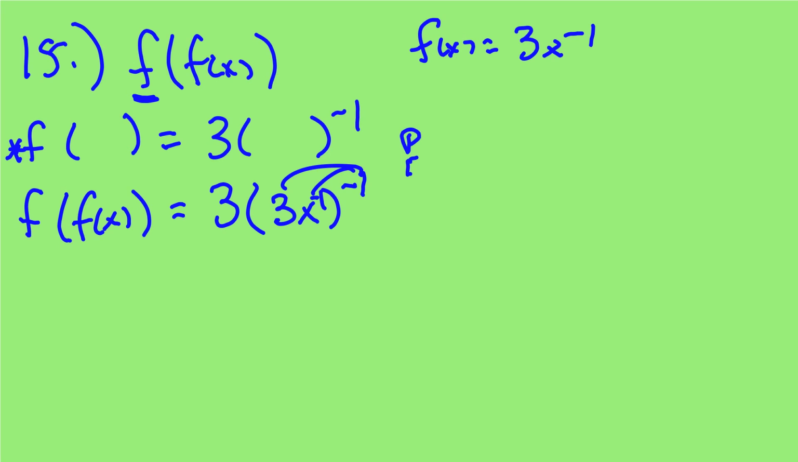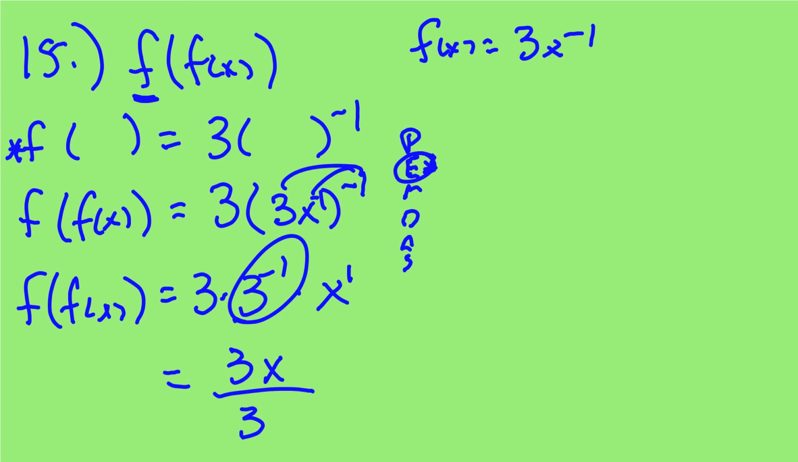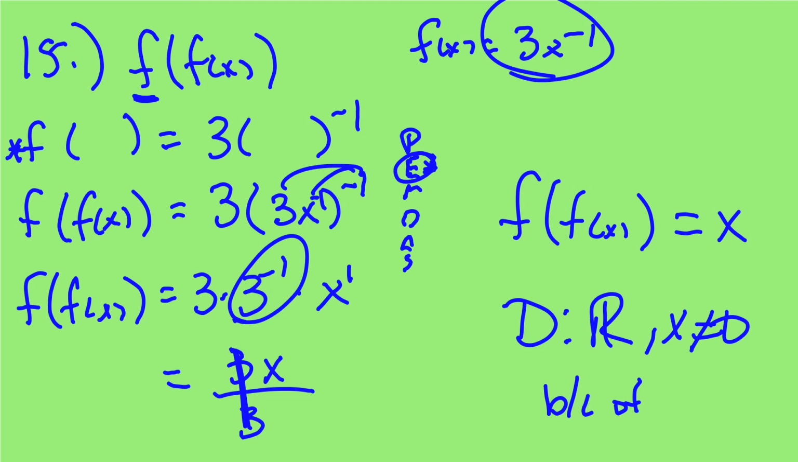When I do PEMDAS, I have to do exponent before I do multiplication. So I get f of x equals 3 times 3 to the negative 1 times x, because negative 1 times negative 1 is positive 1. Now, this is the only guy who didn't pay his rent, so he's the only guy who goes to the bottom of the fraction. Everybody else stays on top. Now the 3's cancel, so my final answer is f of x equals x. Now the domain looks like all the reals, but because we started with this, I have to say x cannot equal 0 because of the original.